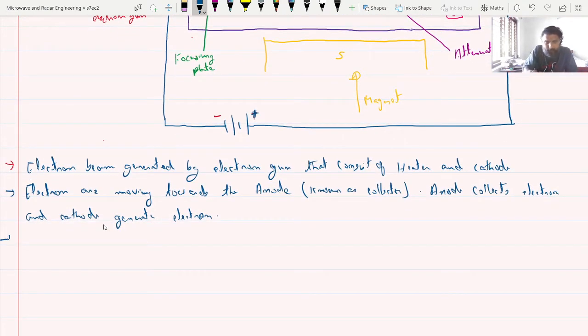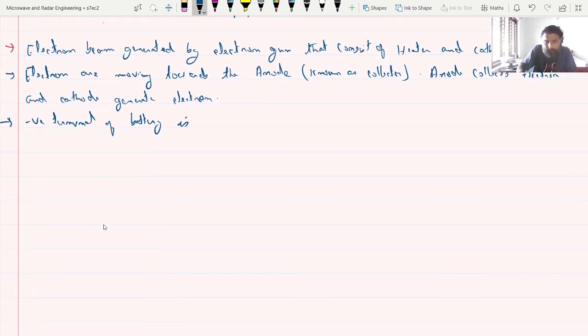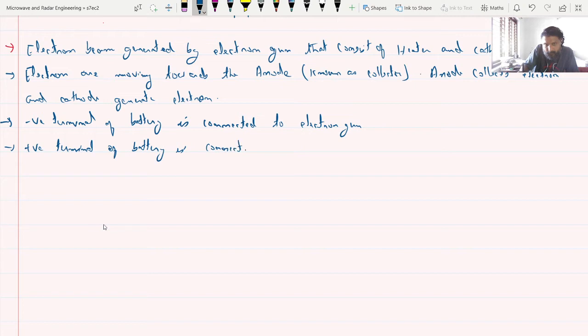That is, the negative terminal of the battery is connected to where? It is connected to the electron gun. And the next point is, the positive terminal of the battery is connected to the anode terminal.